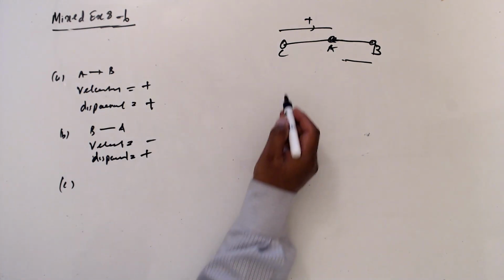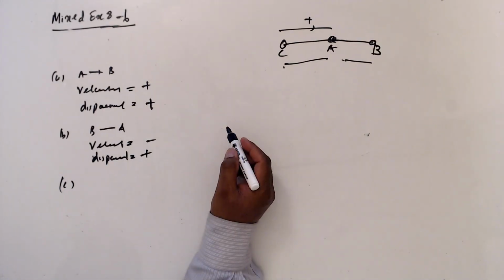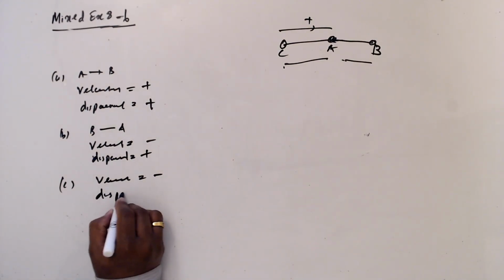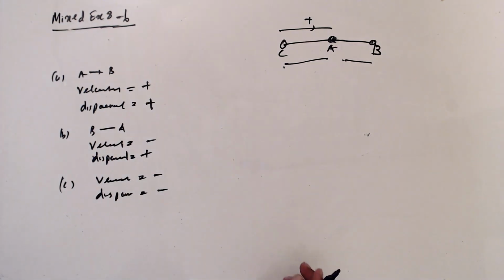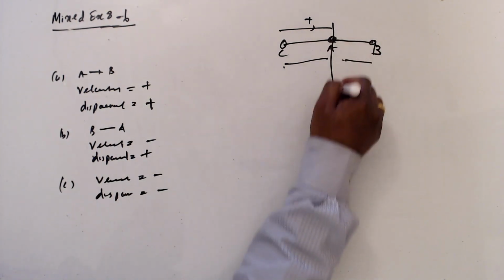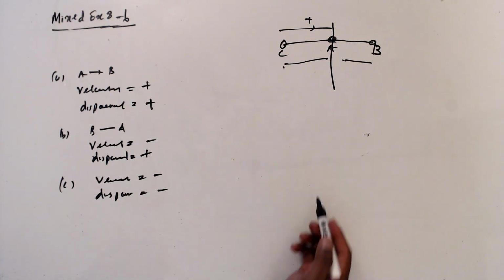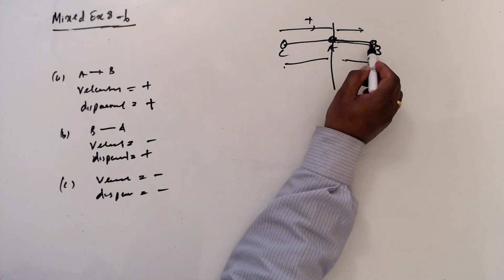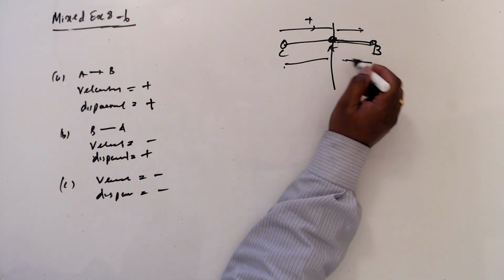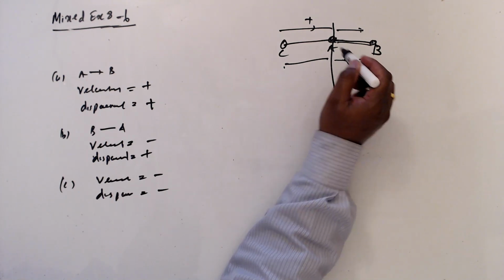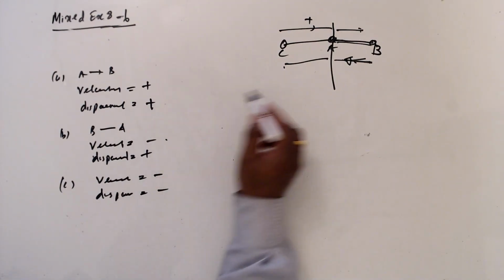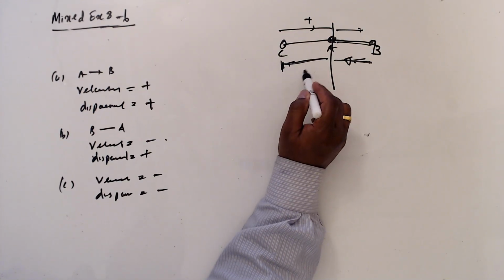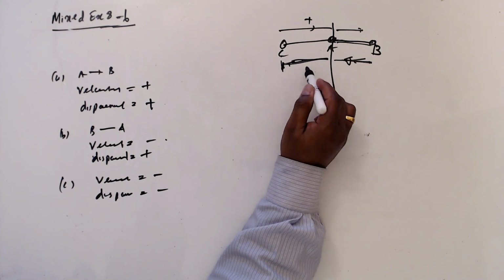And A to C, velocity is still negative and displacement is also negative. The starting point is A, so it is relative to A. When it goes this way, velocity is positive and displacement positive. Still here displacement is positive, but it is coming in this direction, so velocity is negative. And now it is going to the negative, so displacement is in the negative direction, and velocity is also negative.